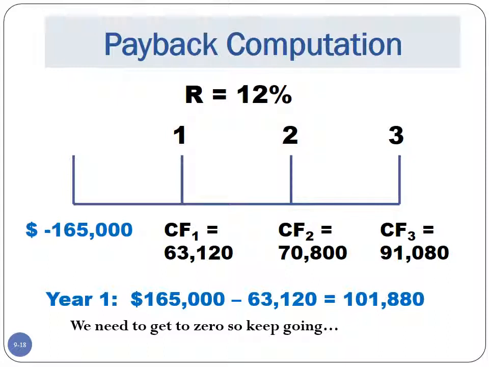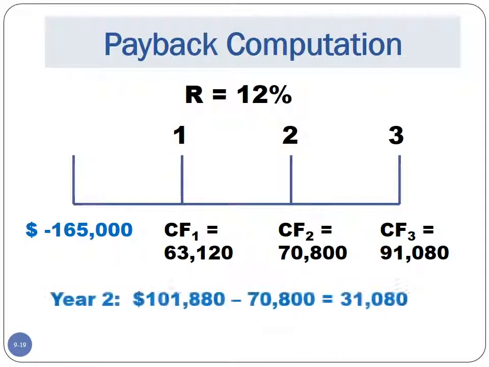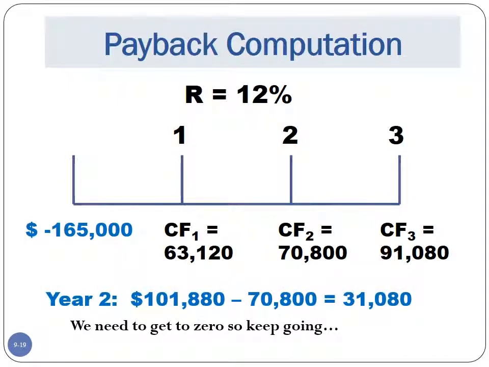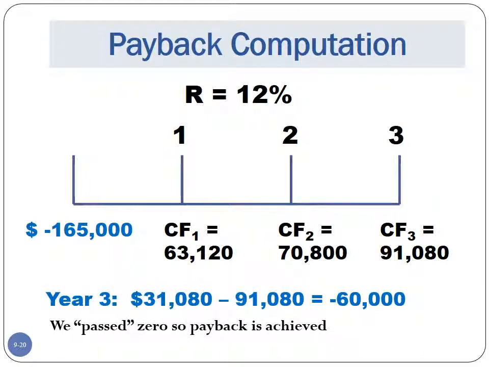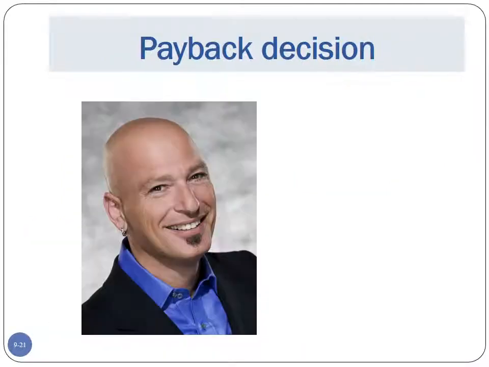So what we do is we take a look at the initial cash outlay, and we say, okay, cash flow in year 1. We subtract that from the initial outlay. We get 101,880. Cash flow in year 2, we keep going, subtracting it from the amount we just arrived at. We still have a positive. So we need to get to 0. So we keep going. Year 3, we have 31,080 minus 91,080 cash flow in year 3. We pass 0, so payback is achieved. We have paid back the original amount we put out for the project.